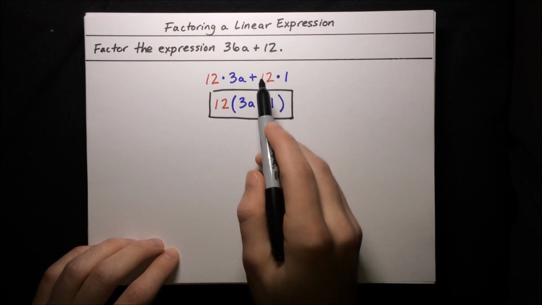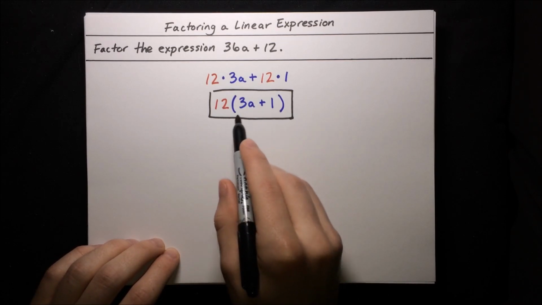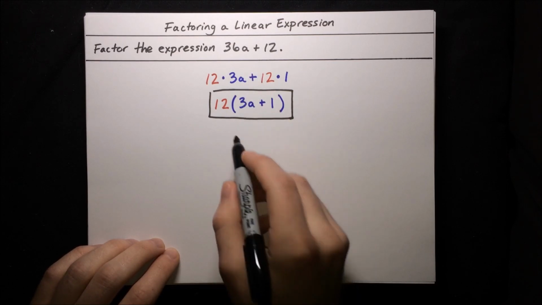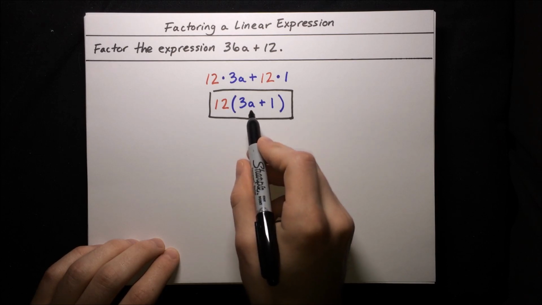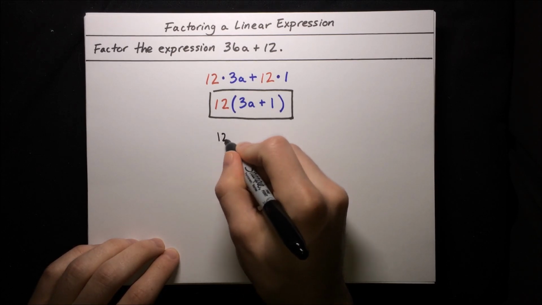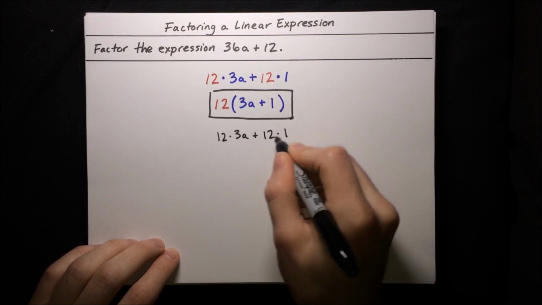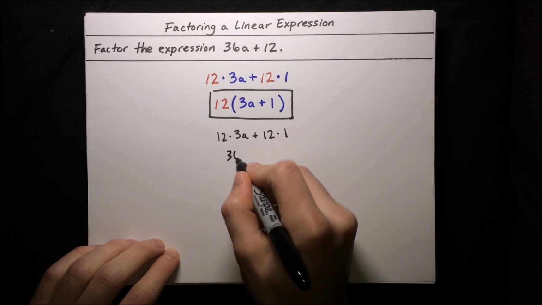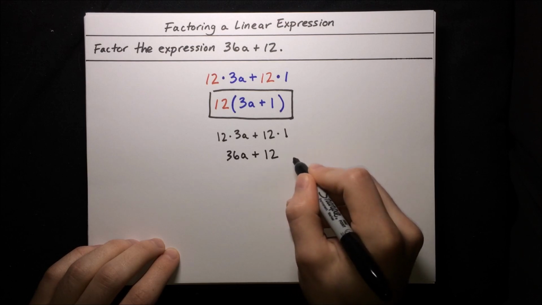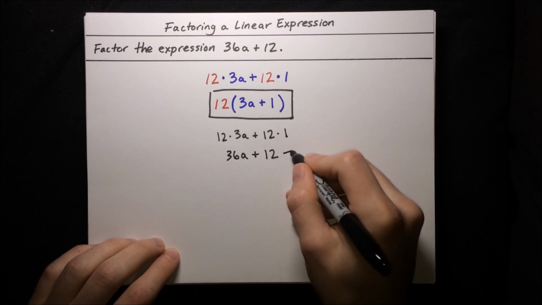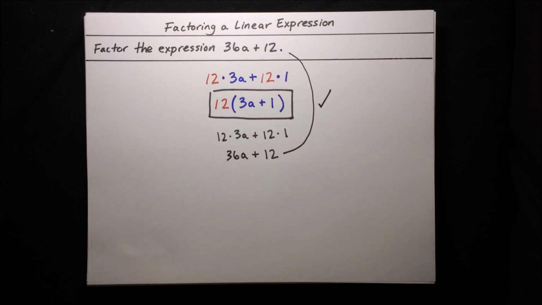Remember, factoring is just the opposite of expanding. It doesn't change the expression at all, it just rewrites it a bit differently. So if we expand it out, then we should get back to the original form. So let's see what happens when we expand this out. If we distribute that 12 to the 3a and the plus 1, then we've got 12 times 3a and then plus 12 times 1. 12 times 3a is just 36a, and then 12 times 1 is just 12. And that matches up perfectly with what we had originally. So great. So we can be sure that is the correct factored form.